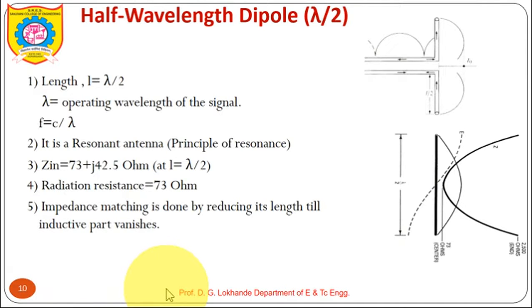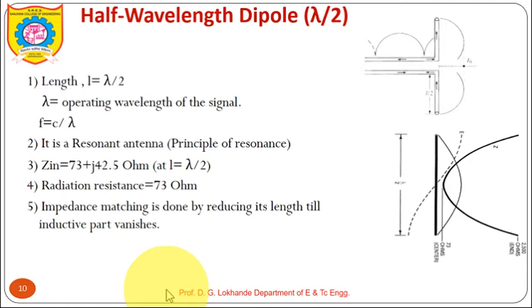Half-wave dipole, lambda by 2. So the length of the dipole is lambda by 2, where lambda is the operating wavelength of the signal, and we can calculate f is equal to c by lambda. It is a resonant antenna, where resonance is the basic principle adopted.